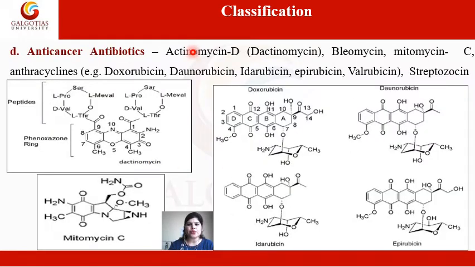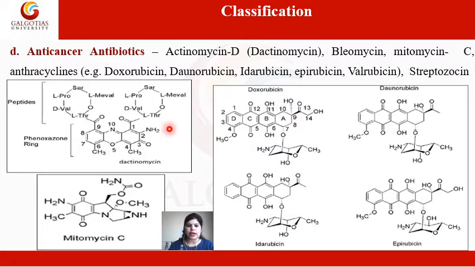The next class of anti-cancer drugs are anti-cancer antibiotics. Antibiotics are chemical agents which are produced from microorganisms and used to kill or inhibit the growth of other microorganisms. The drugs under this category are actinomycin, bleomycin, mitomycin C, and anthracyclines, which contain the drugs doxorubicin, daunorubicin, idarubicin, epirubicin, and valrubicin, and streptozocin.